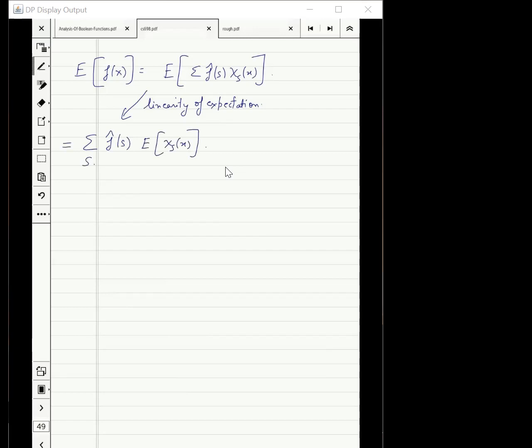Correct? This is just by linearity. I'm just taking my expectation to be inside. Expectation of A plus B is equal to expectation of A plus expectation of B. This is linearity of expectation, and this is what I'm saying. Now, this is zero except when s is equal to phi. This gives me f hat at phi. This is another proof that expectation of f(x) is f hat at phi.